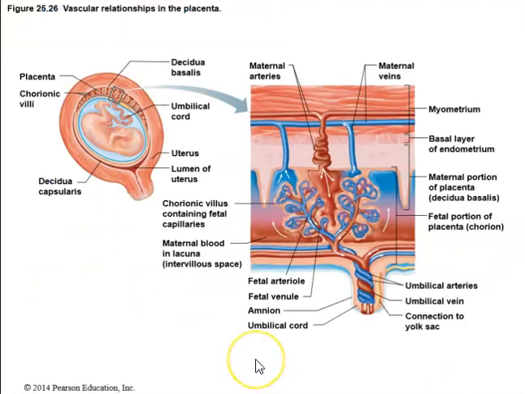So here we can see the structures that contribute to the placenta from both the mother's side and the fetal side. We have maternal arteries and veins, and then we have the umbilical arteries and veins where we have exchanges of nutrients, respiratory gases, hormones, and all this occurring within the placenta.